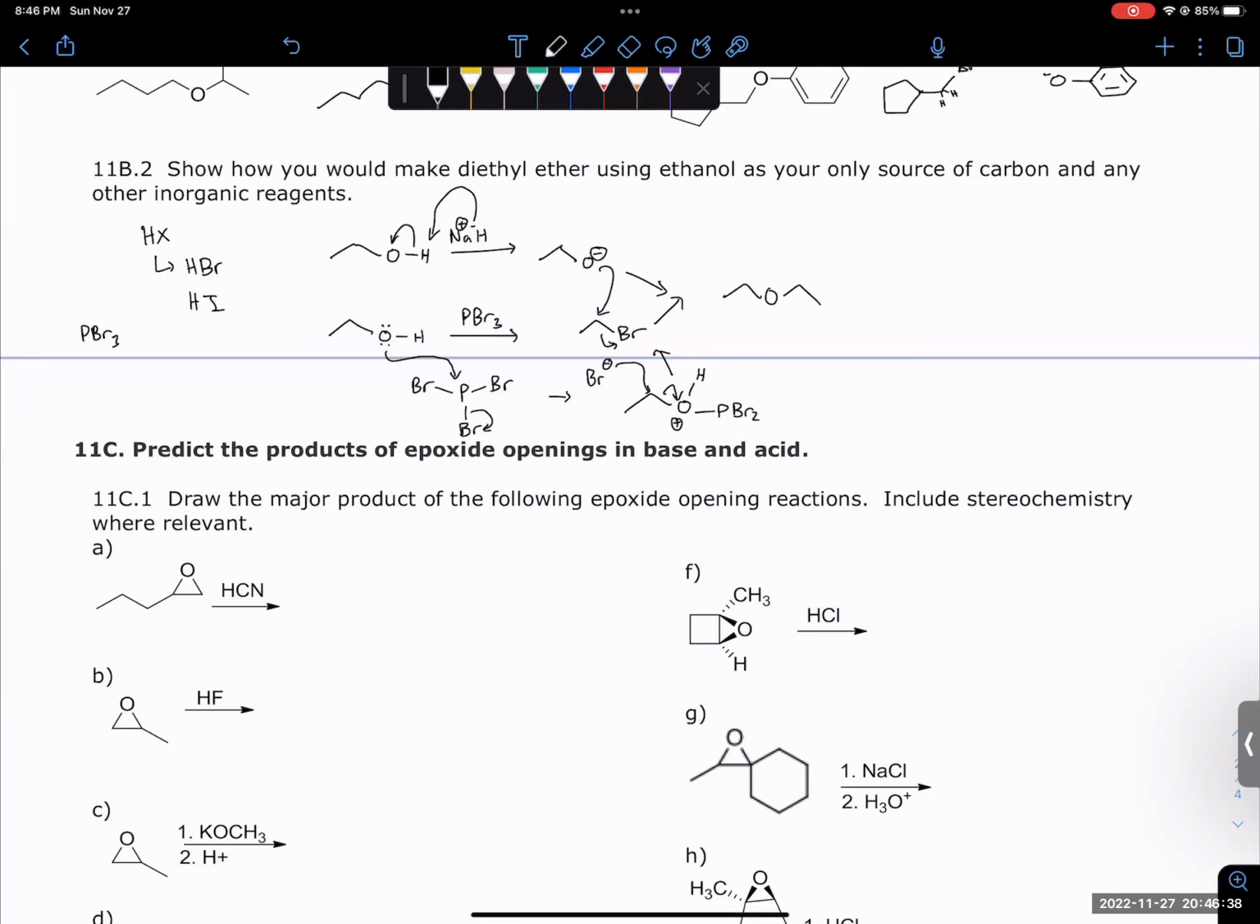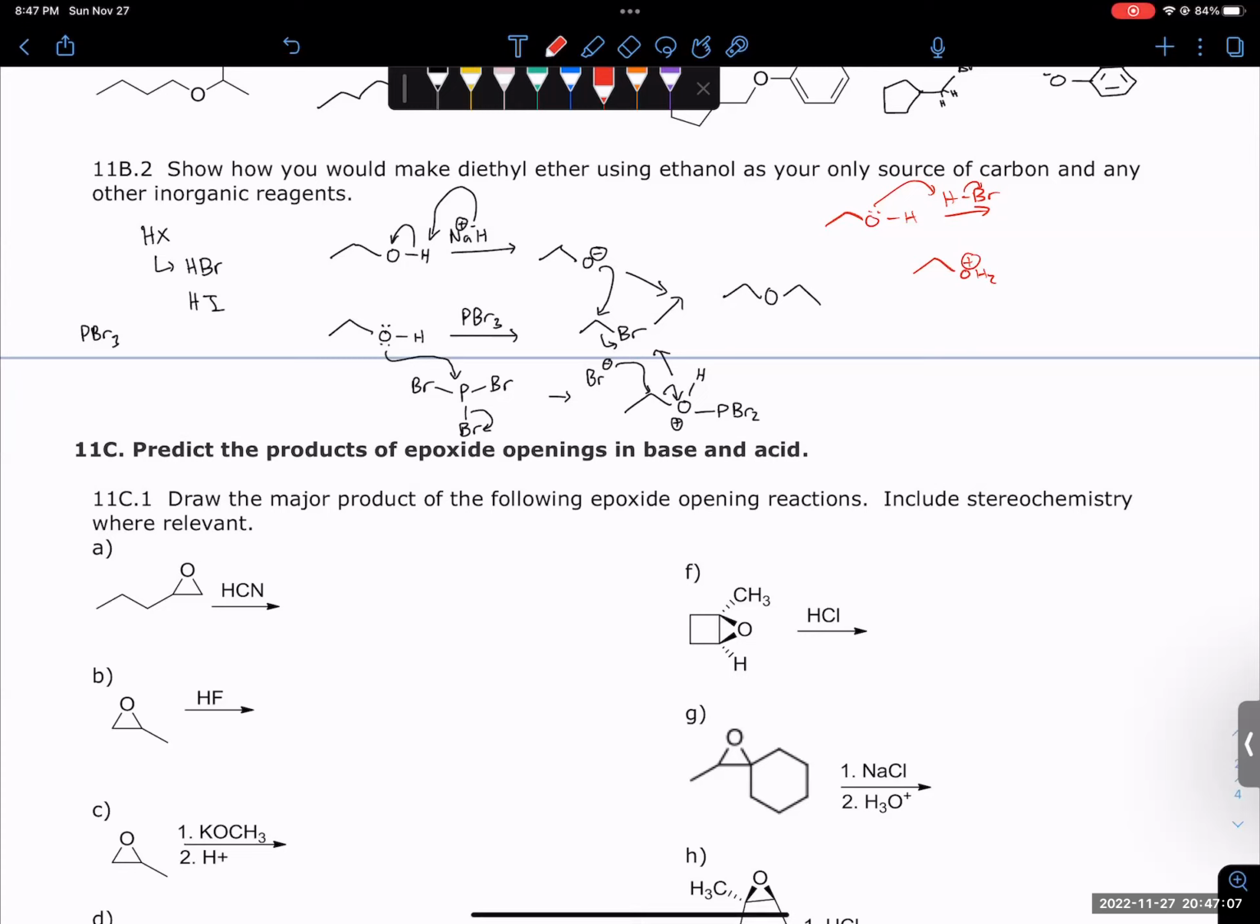You could have also done this using an HX for your alcohol, so that reaction mechanism would look something like this. OH, we can use HBr. That's going to attack that. That goes there. You get this OH2. That's now a good leaving group.